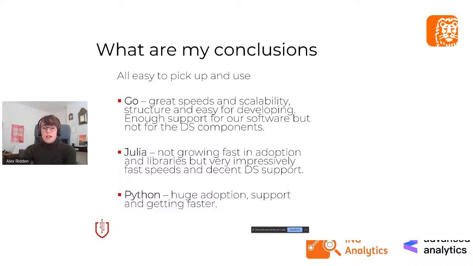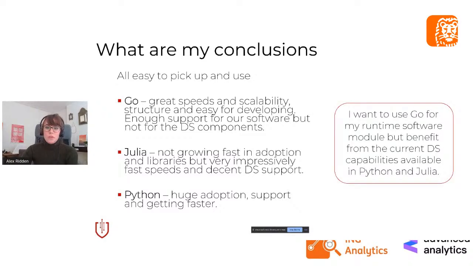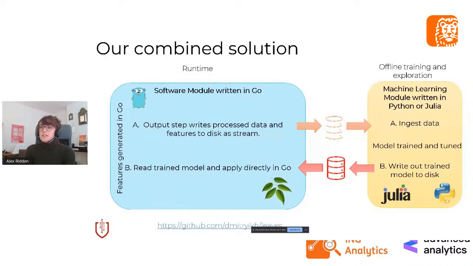So after that kind of evaluation, we decided that we wanted to use Go for our runtime software, but benefit from some of the data science capabilities available in Python and Julia. So we came up with a combined solution, which is a little bit different from combined solutions that I've typically done before. And this is what it looks like.